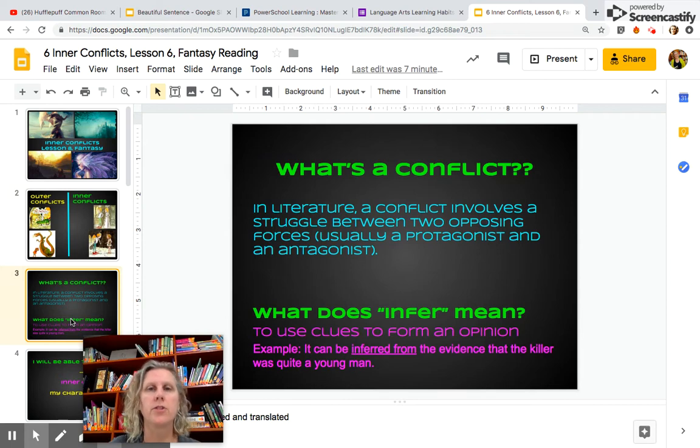Talking about conflict, just to be clear, what is a conflict? In literature, a conflict involves a struggle between two opposing forces, usually your protagonist and the antagonist. All right.